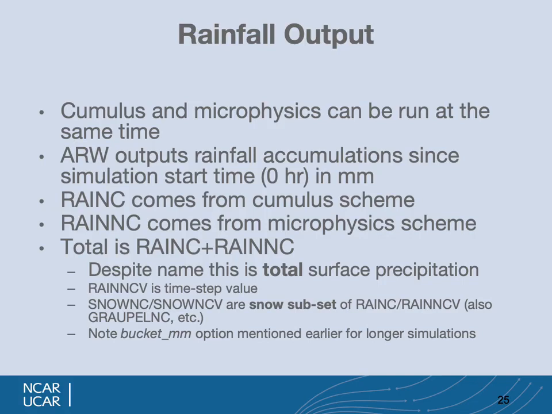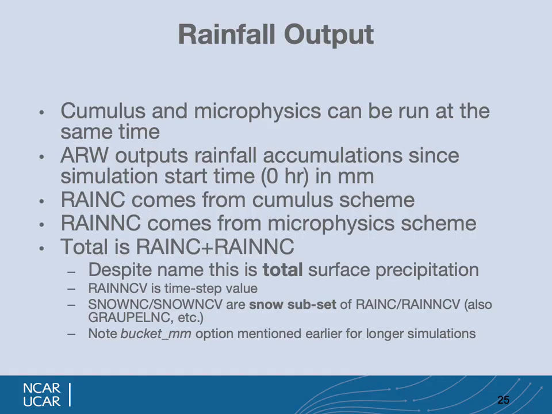The primary rainfall output from WRF is divided into two parts. There's the one from the cumulus scheme and the one from the microphysics, if you're running both at the same time. So you'll always see at least these two rainfall totals if you're running both physics. The outputs are accumulations since the simulation start time in millimeters or kilograms per square meter. RAINC is the one that comes from the cumulus scheme, and RAINNC is the one that comes from the microphysics scheme. That's convective and non-convective. The total is RAINC plus RAINNC.